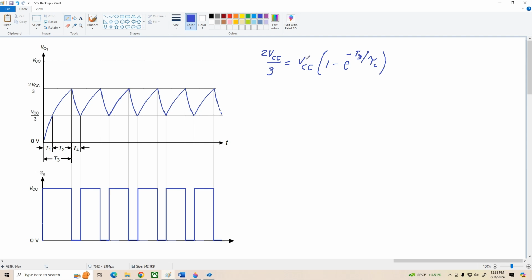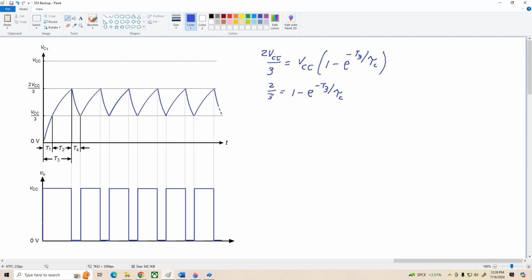First thing we're going to do is divide both sides by VCC, and that cancels VCC from the equation. And that's one of the nice things about the 555 timer: its frequency and timing relationships are independent of the power supply because that cancels out. But anyway, what we get is 2 over 3 equals 1 minus e to the negative T3 over the charging time constant. All right, now we're going to subtract 1 from both sides.